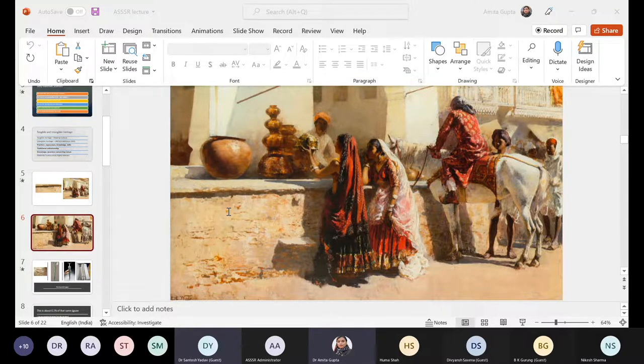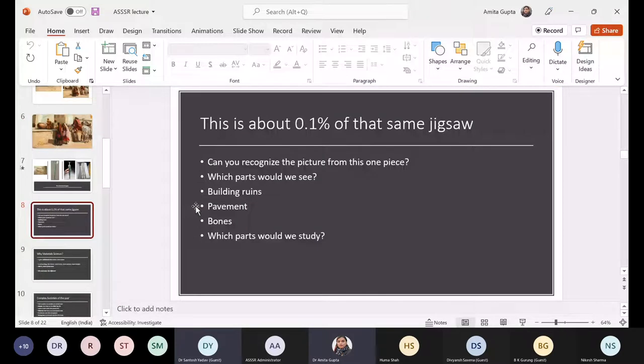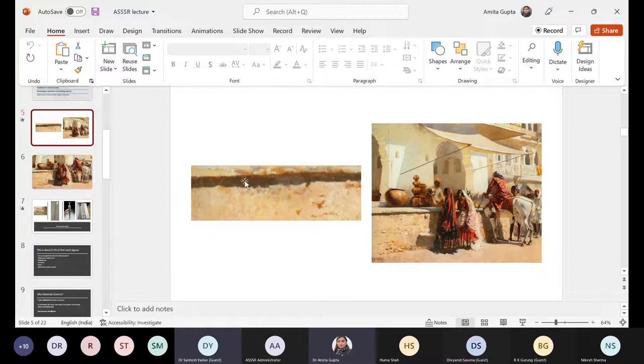And this is stone working; you can see the buildings in the background, and you can see the foundations as well. So now this is the assumption of what you can see. As I showed you, the jigsaw has 1%. Can you recognize the picture from this one piece? No, you cannot. If I show you this jigsaw picture, which part do you see? Can you imagine whether this belongs to this part or this part or this part?